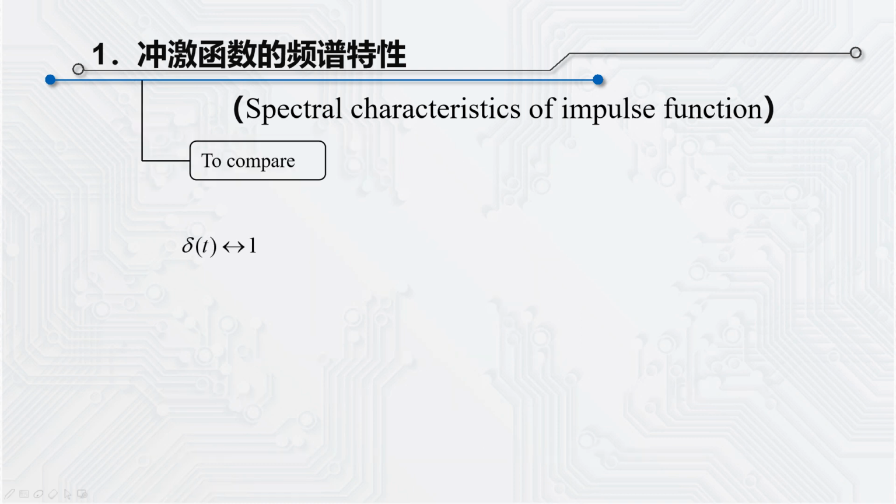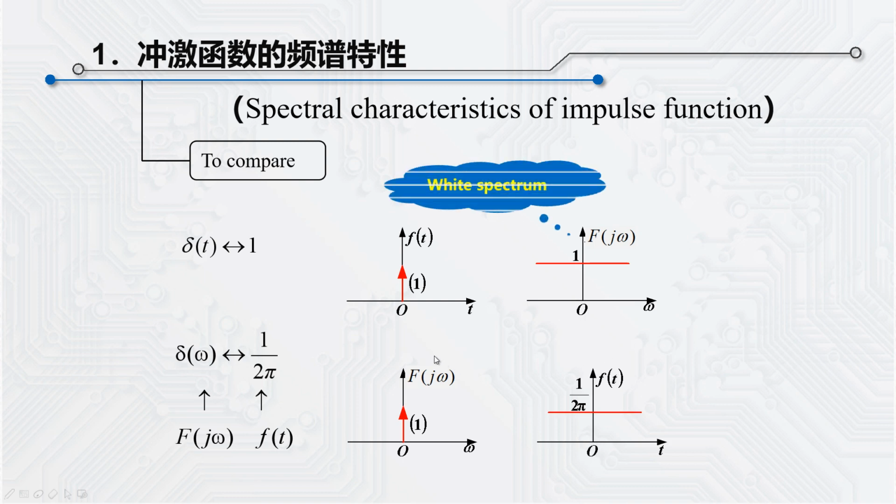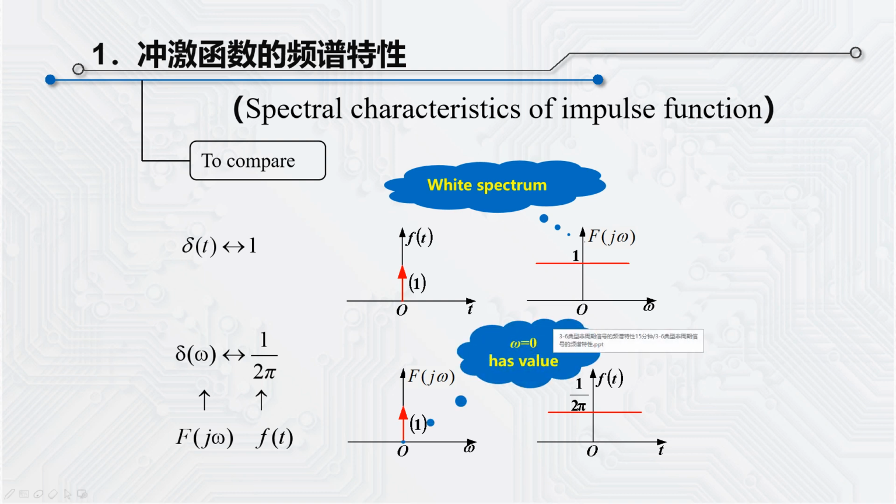Let's make a comparison. Impulse function: time domain waveform and its spectrum. DC signal: time domain waveform and spectrum. By comparison, we can get that the impulse signal has very short duration, but its spectrum occupies the whole frequency domain. Usually, we call it white spectrum. The duration of DC signal is infinite. Its spectrum has value only when omega equals 0.